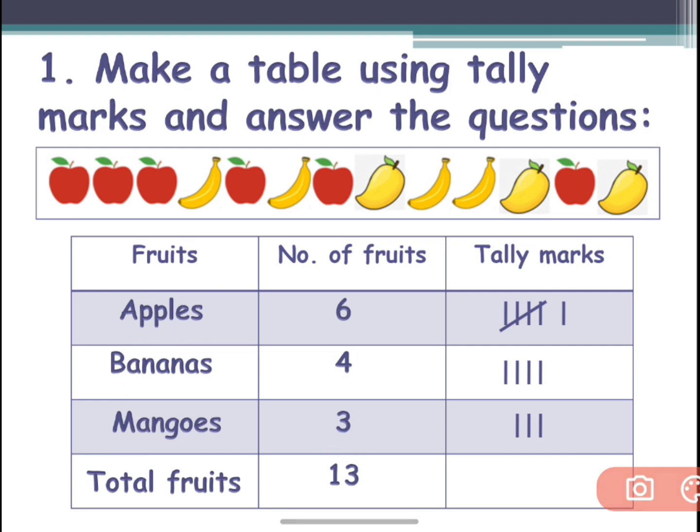Now, for example, if they ask you which fruit is less in number, that means number of fruits are less. So here you have 6, 4, 3. 3 is the less number, isn't it? So you will write mangoes. Okay. For example, which fruit is more in number? More. So 6 is the bigger number, isn't it? Biggest number here. So apples. So you will write apples. Okay, children? So in this way, you will get the questions after making the table.